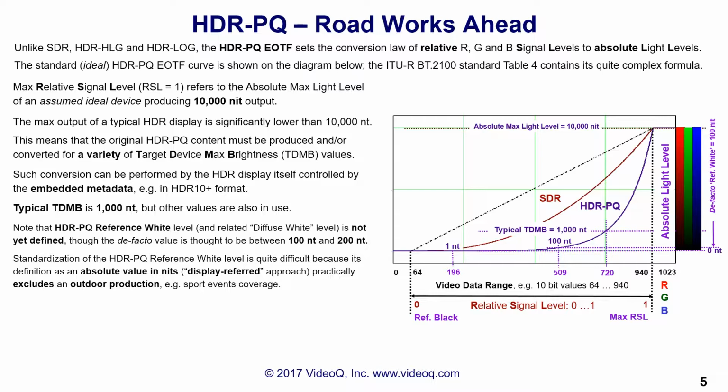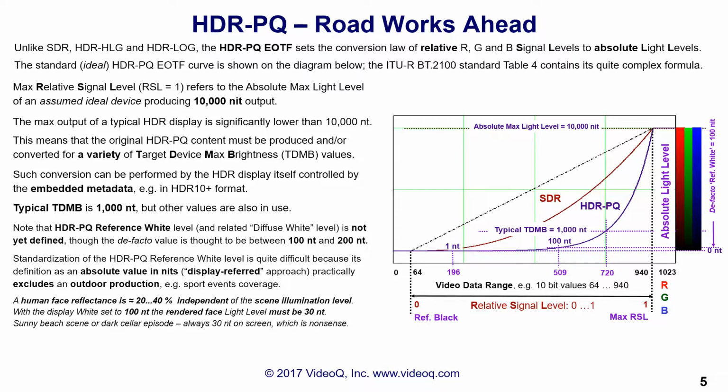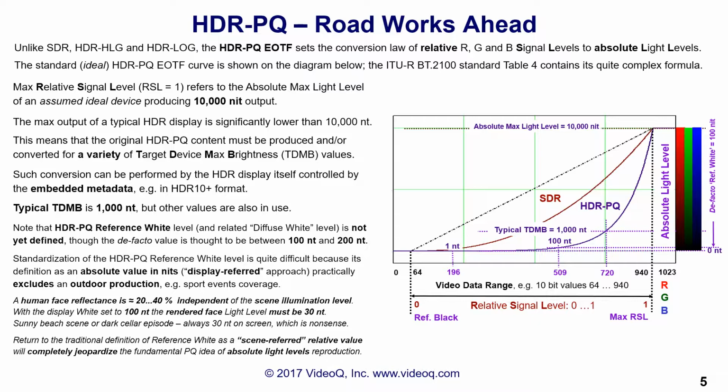A return to the traditional definitions of reference white as a scene-referred relative value contradicts the fundamental PQ idea of absolute light levels reproduction. For example, with the HDR display white set to a fixed 100 nits, the rendered human face light level must be 20 to 40 nits. In a sunny beach scene or dark cellar episode, the brightness of all faces on screen must stay about 30 nits, and that's nonsensical.